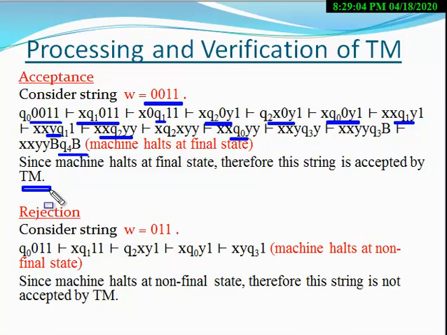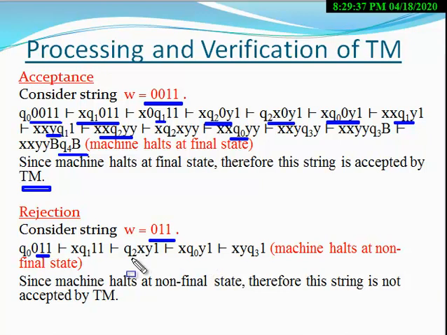Okay. Now we come to the rejection part. Now we consider a string which does not belong to L. Clearly this string does not belong to L because the number of 0s and the number of 1s are not equal. Now you have to process this string, starting from the initial ID. At Q0, 0 is replaced by X. At the state Q1, 1 is replaced by Y.